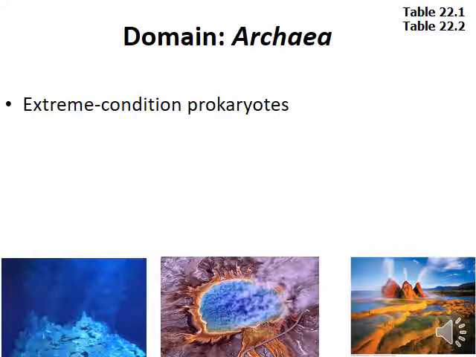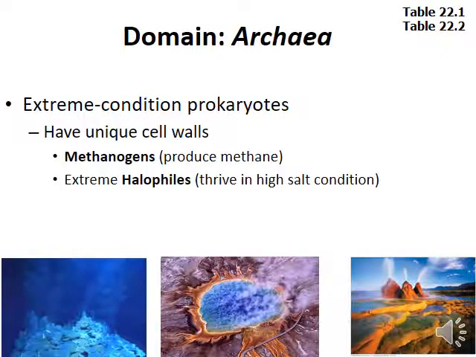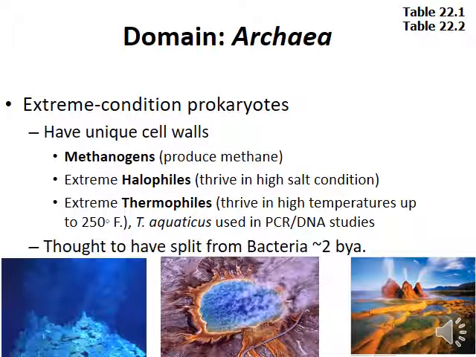So moving forward, thinking about the domain archaea, we tend to find these in very extreme environments, so that's oftentimes why they're called the unique condition prokaryotes. They also do have unique cell walls. We tend to think about these as being either methanogens that produce methane, extreme halophiles living in high salt concentration environments or habitats, also extreme thermophiles, so high temperatures, so interesting areas in which they're inhabited. And also, they're thought to have split from bacteria about 2 billion years ago.